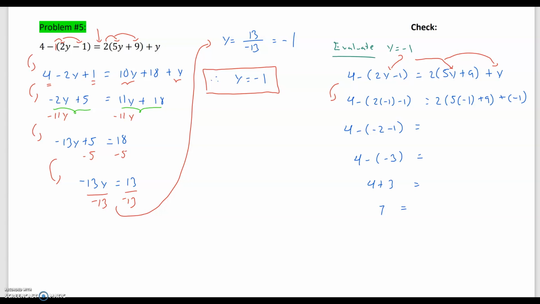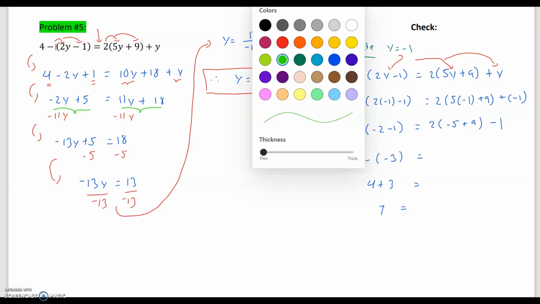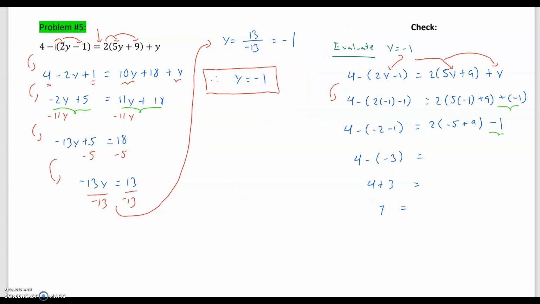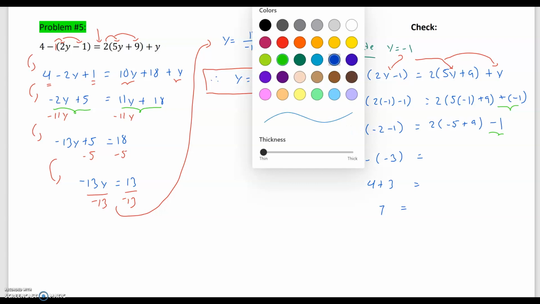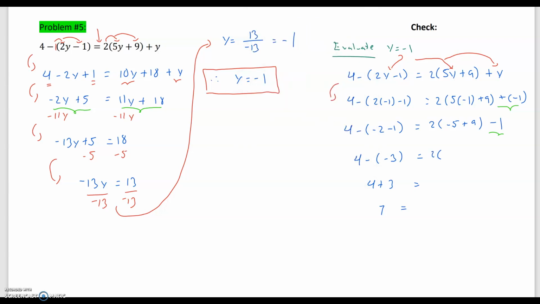And then on the right-hand side, we have a 2 times a negative 5 plus 9, and technically minus 1. I'm just rewriting the plus negative to a negative 1 there. And we end up with a 2 times a 4 minus 1, or 8 minus 1, or 7. And this one was a little bit long and a little bit messy in the evaluation, but you can see that it checks out. We end up with 7 is equal to 7, a true statement, which guarantees that that's our final solution.